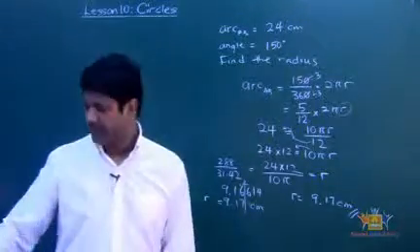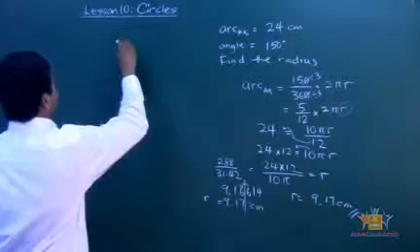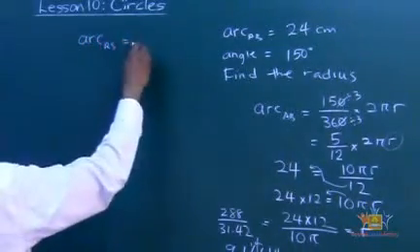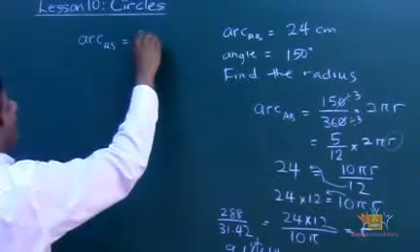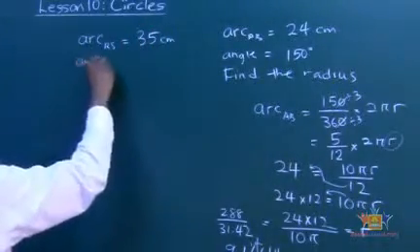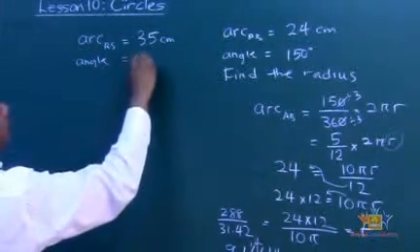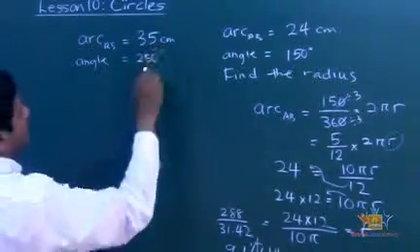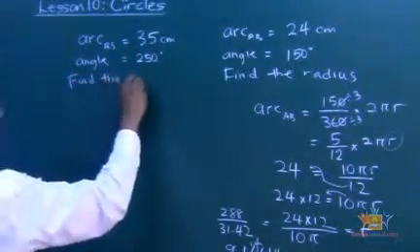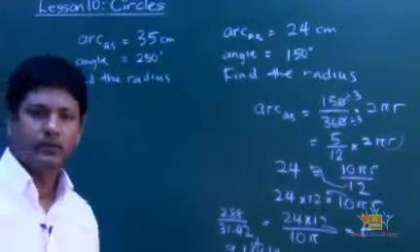Let's say, for example, this time Mr. Mac told you the arc. Let's say arc RS is 35 centimeters, and then I told you the angle. The angle at the center of the circle is, let's say, 250 degrees. And I want you to find the radius. Find the radius. How do you do that?